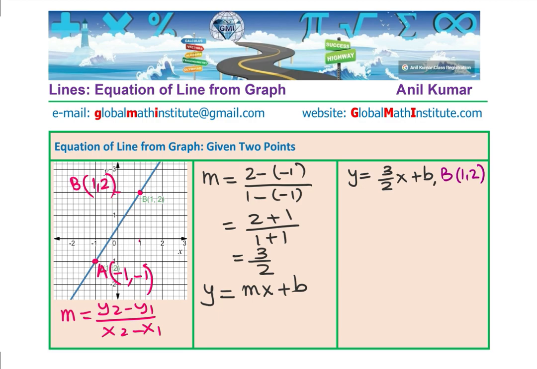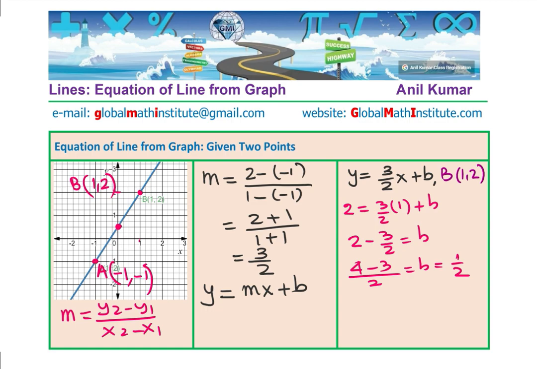So if I substitute y as 2, x as 1, I can have the value of b. So which is 2 minus 3 by 2 equals to b, which is 4 minus 3, common denominator of 2, equals to b, and that becomes half. You can see clearly the y-intercept is indeed half, right?